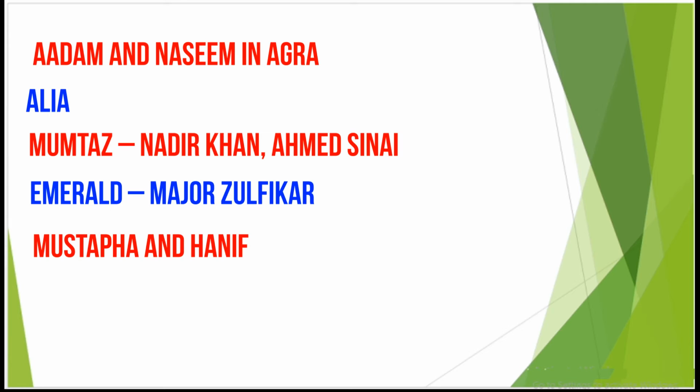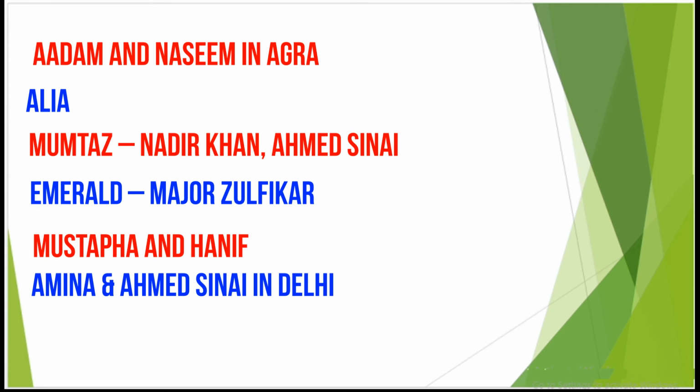And then Mumtaz agrees to marry Ahmed Sinai. Ahmed Sinai was actually supposed to marry Mumtaz's sister Alia, but now Ahmed Sinai gets married to Mumtaz. And soon after that, Mumtaz changes her name to Amina. So, Mumtaz becomes Amina after getting married to Ahmed Sinai. And husband and wife, they move from Agra to Delhi.